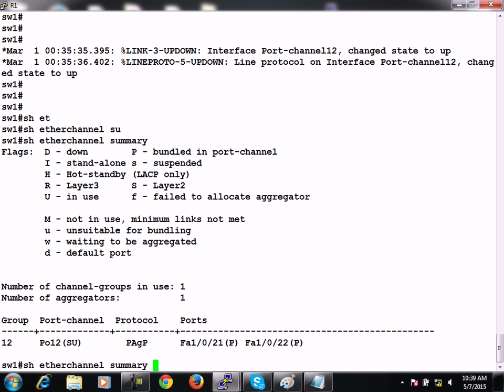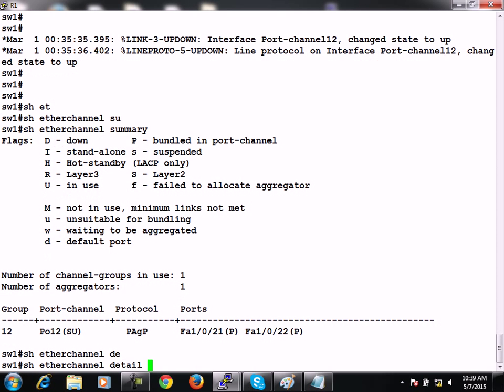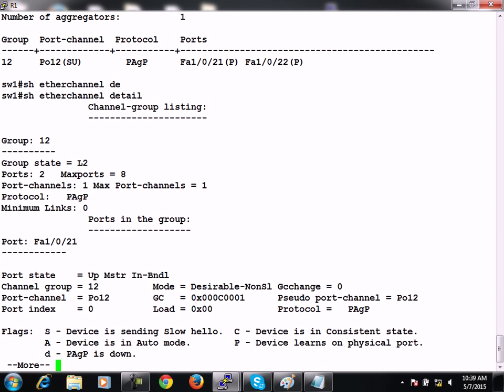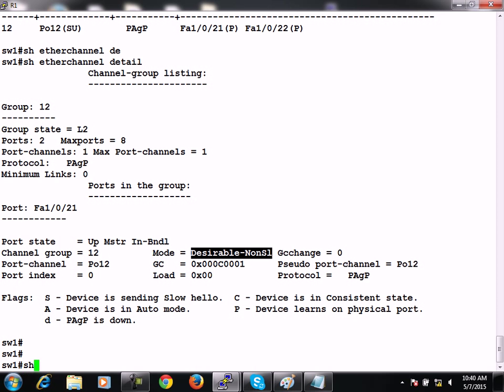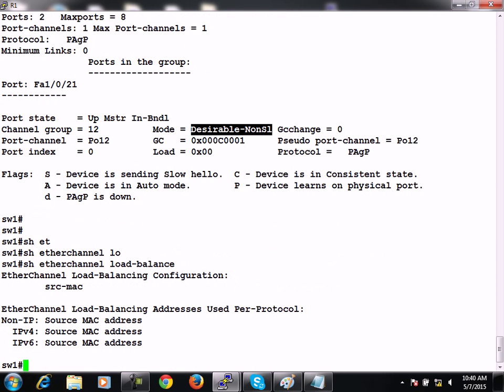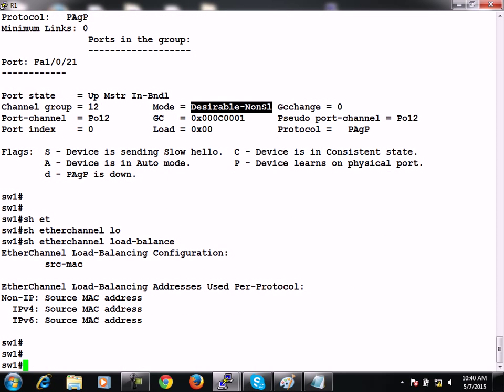One more thing, let me show you. Show etherchannel detail. Here it will show you that it is configured in desirable non-silent. And by default, your EtherChannel load balancing algorithm is, show etherchannel load-balance. Check it out. It is by default source MAC address.